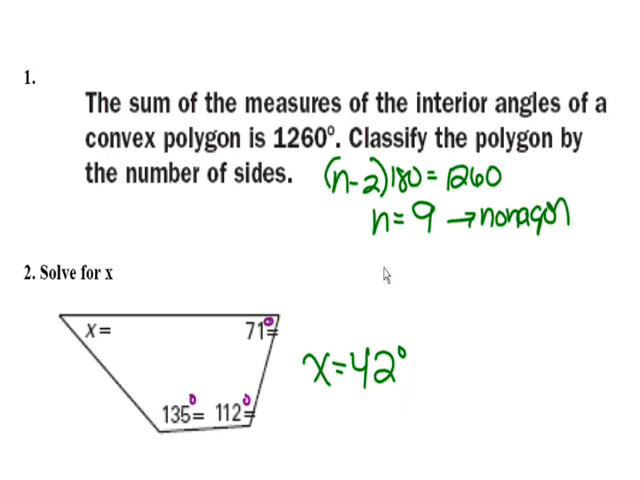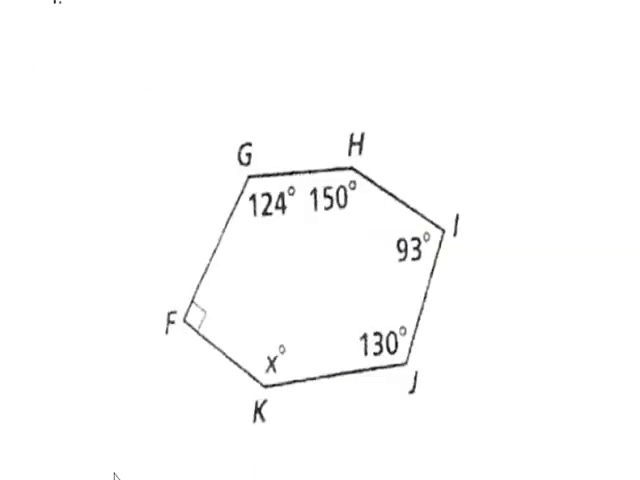Okay, so in this one, you should have set it up something like that, and you would have gotten that it was a nonagon. And in this one, x equals 42 degrees, because there are 4 sides to this, and you would have added these all up and set them equal to 360. Please go ahead and solve this one. Tell me what x equals, and come back and check once you have an answer. Hit pause now.